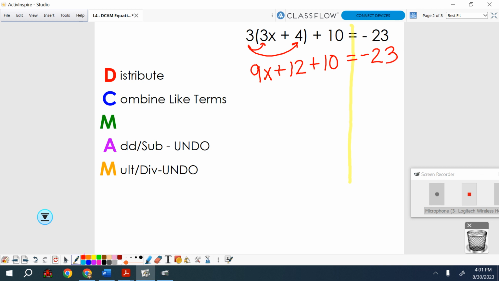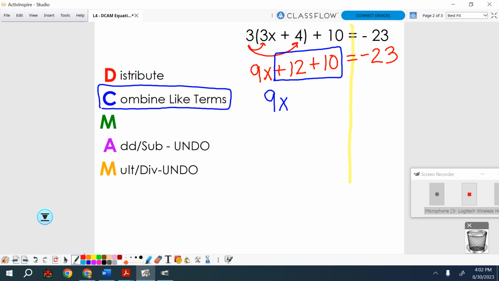Now, when it comes to this step that says combine like terms, what I need to know is that when I'm combining like terms, I'm looking for like terms that are on one side of the equal sign. If I have like terms on both sides of the equal sign, that's not what we're doing. So if I look at this problem, I see right here, I have two numbers. I have a 12 and a 10. Those are like terms, so I'm going to combine them together. And when you combine like terms, you do exactly what this problem says because we're not undoing anything. So this says 12 plus 10. 12 plus 10 is going to give me 22. And it still equals negative 23.